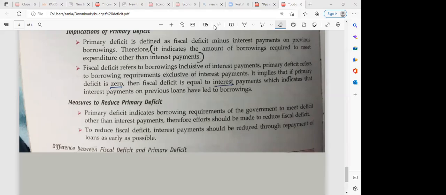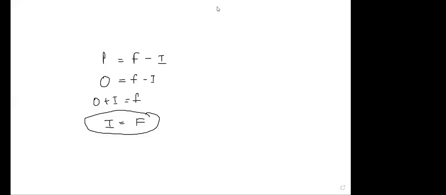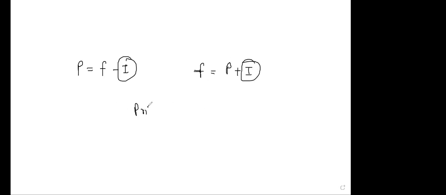Okay. Now I'll just explain to you. This is a chain. How come it's a chain? See, primary deficit is equal to fiscal deficit, but you are not including the interest payment. But for fiscal deficit, you are including primary deficit plus interest payment. So if you want to reduce primary deficit, you will be reducing fiscal deficit. Okay, and if you want to reduce fiscal deficit, you will be reducing interest payment.